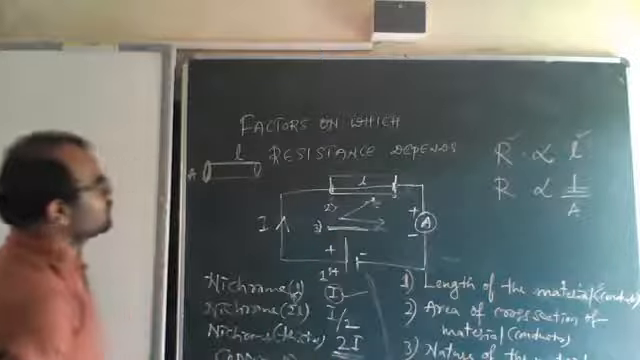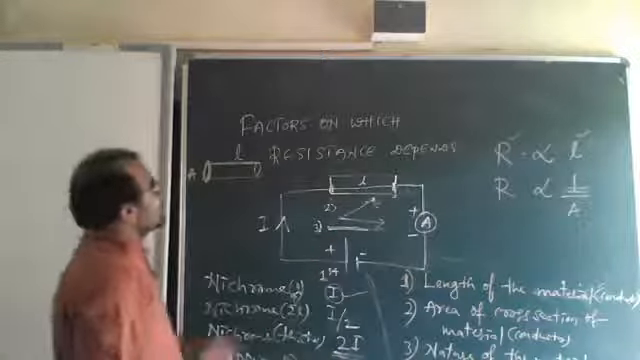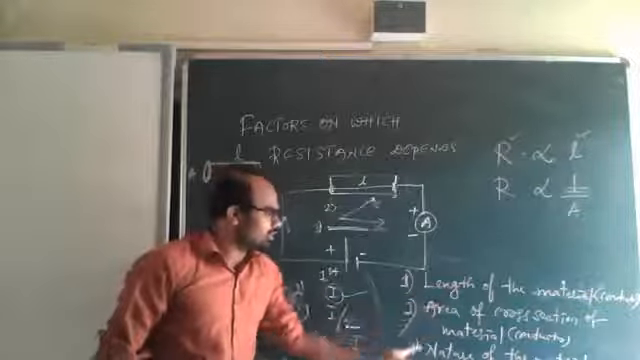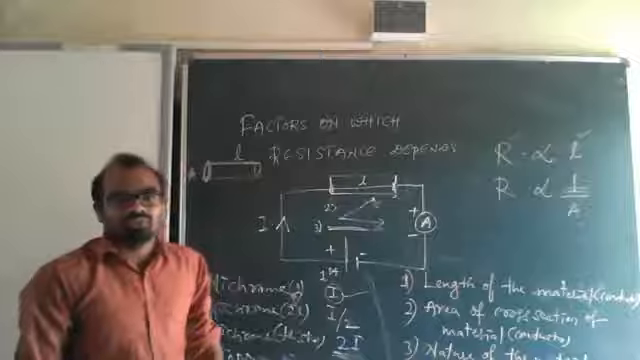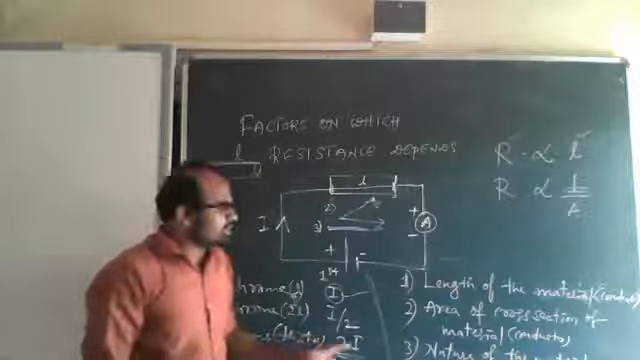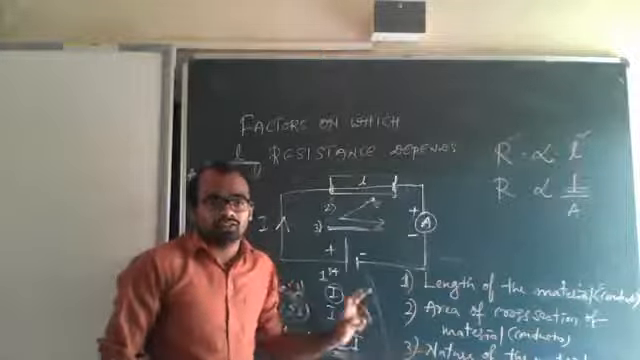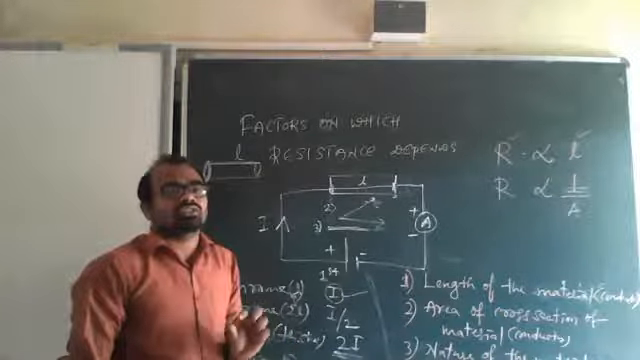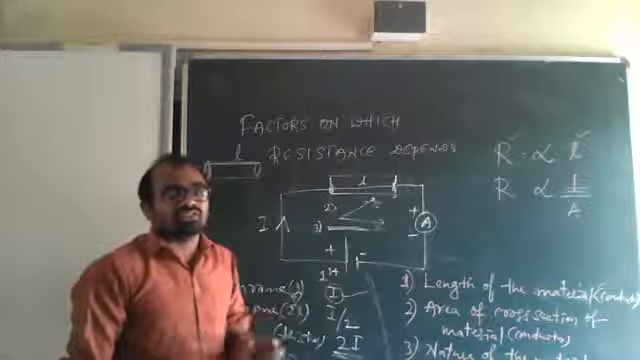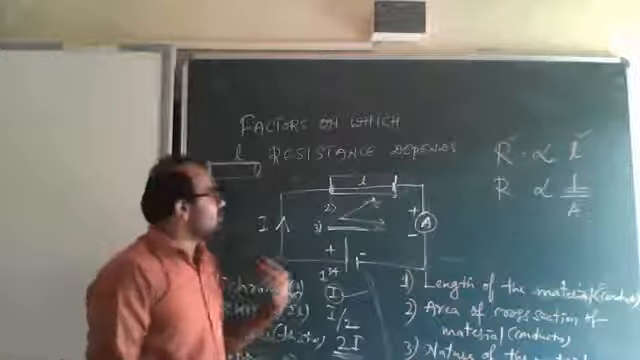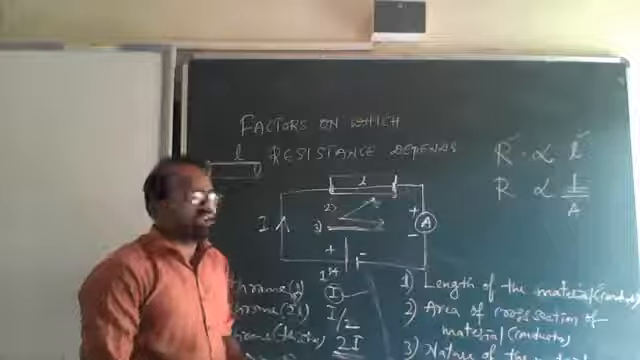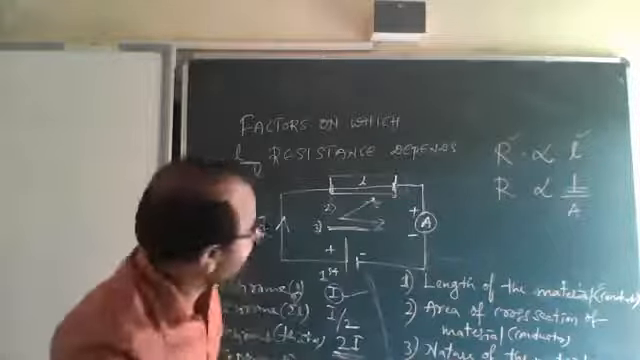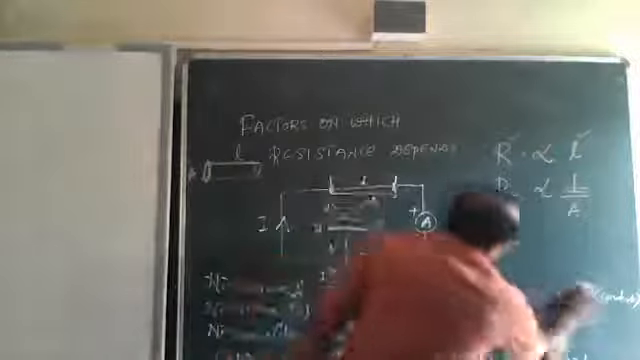This question will be asked for 2 marks: list the factors on which resistance depends. Length of the material, area of cross section of the material, and nature of the material. These three things must be understood. So these are the three factors on which resistance depends. Resistance of a resistor depends on these three factors: length of material, area of cross section of material, and nature of material. Okay, now we look here.